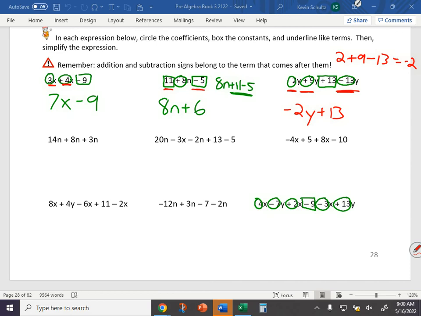Kind of like with the lamps, chairs, and beds, right? I have 3 different variables. Here I've got 2 of them. So I've got a 4x. What else gets underlined in red? That is a like term that can be combined. Camille? 2x. The 2x and the negative 3x, exactly. Okay?